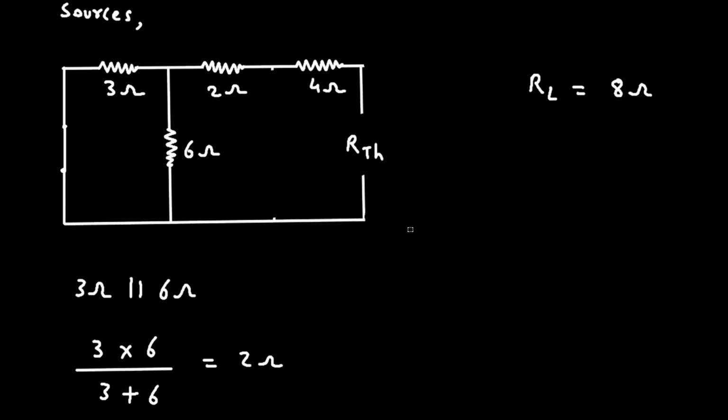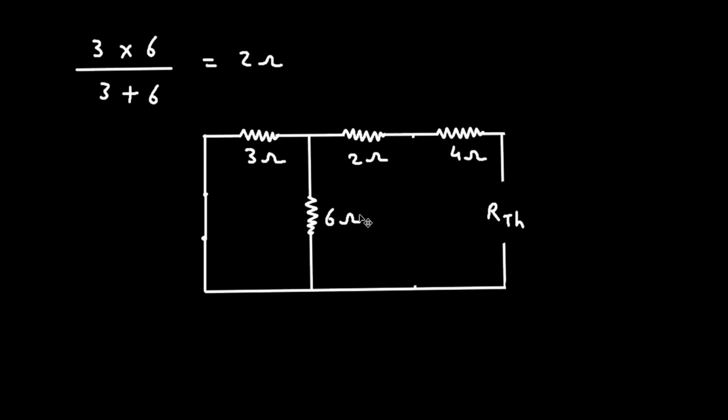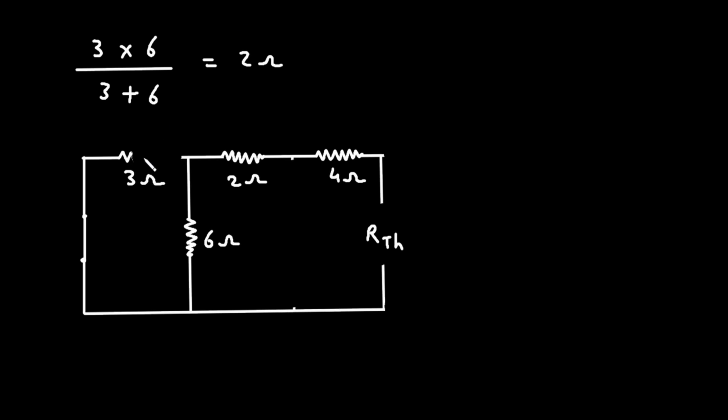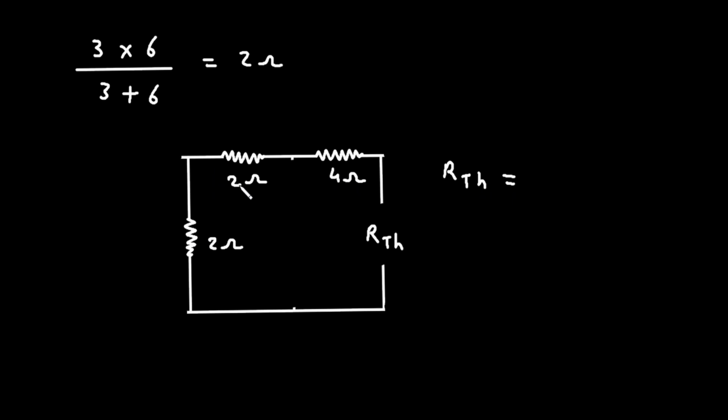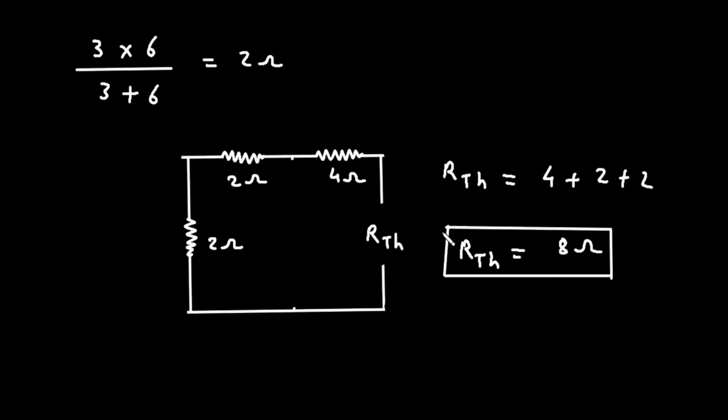Now let's copy this circuit, and we can replace these two resistors by a single resistance of 2 ohm. So this will be 2 ohm. Now here we can see RTH is equal to, these are all resistances connected in series. So it will be 4 plus 2 plus 2, which is equal to 4 plus 2 is 6, 6 plus 2 is 8. So therefore RTH is equal to 8 ohm. Now we got the value of RTH.